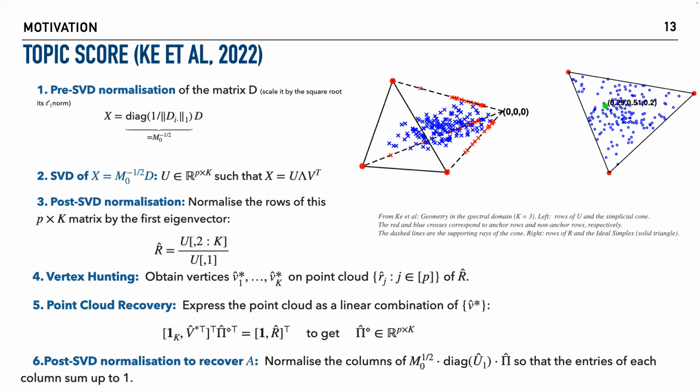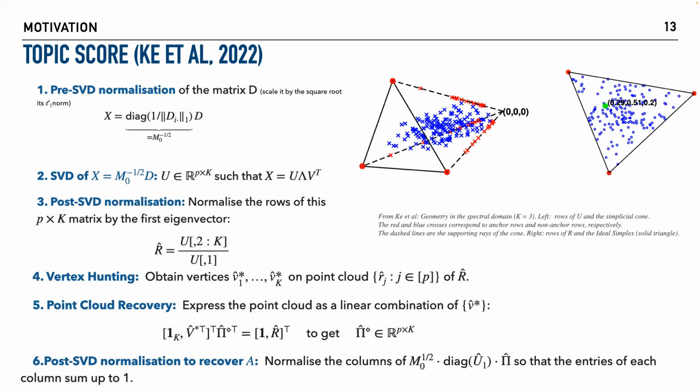So you can actually show that the U's here are within a simplicial cone, right? A simplicial cone is defined by the rays, and actually the anchor words fall on the rays. So the vertices on the right are fully determined by the anchor words? Yes, the vertices are the anchor words essentially.